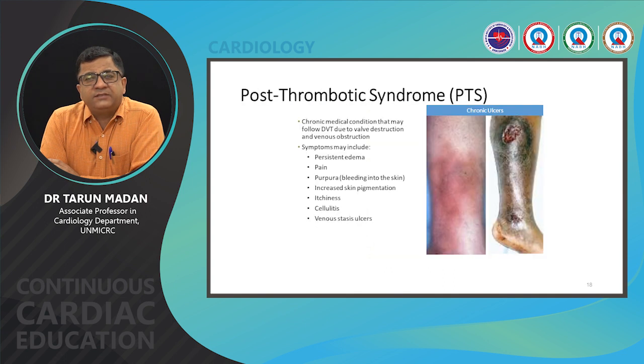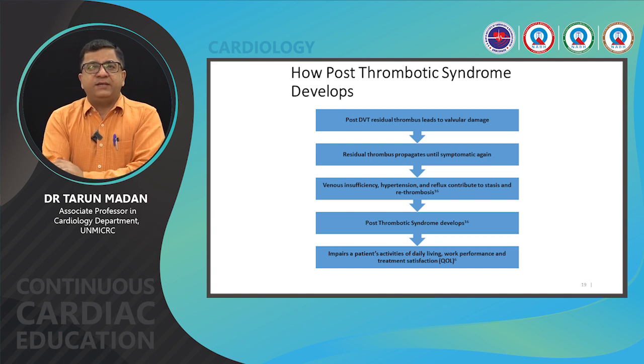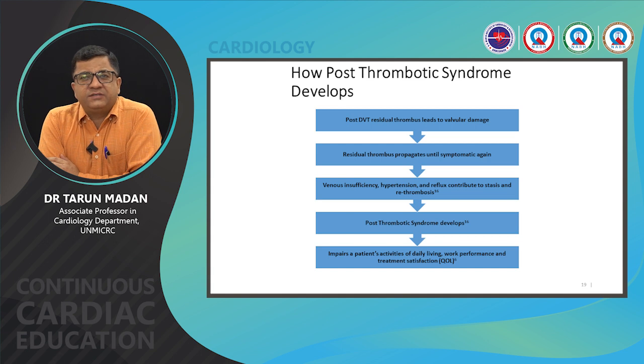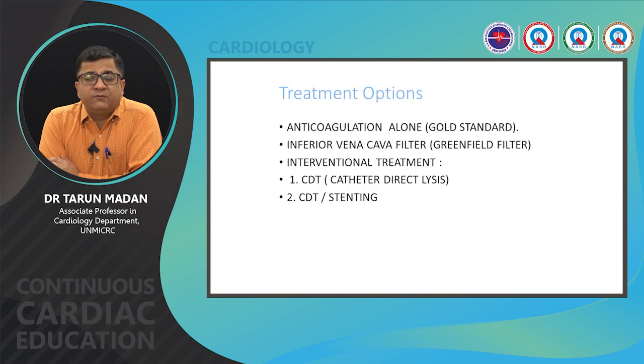And whenever there is a post-thrombotic syndrome, you get ulcer in the medial aspect of the leg because of the dependent edema, the skin excoriates, and then it leads to the valvular damage. Residual thrombus propagates until there are symptoms again, venous insufficiency, and then the daily life of the patient is very much hampered. So 40 to 60% of proximal DVT would eventually develop post-thrombotic syndrome, and it is very, very important to prevent this permanent disability. What are the treatment options?